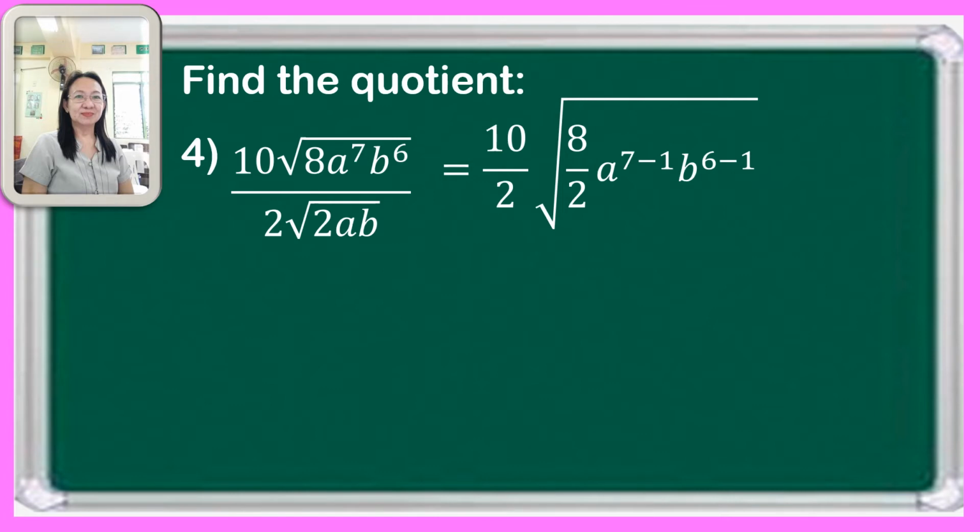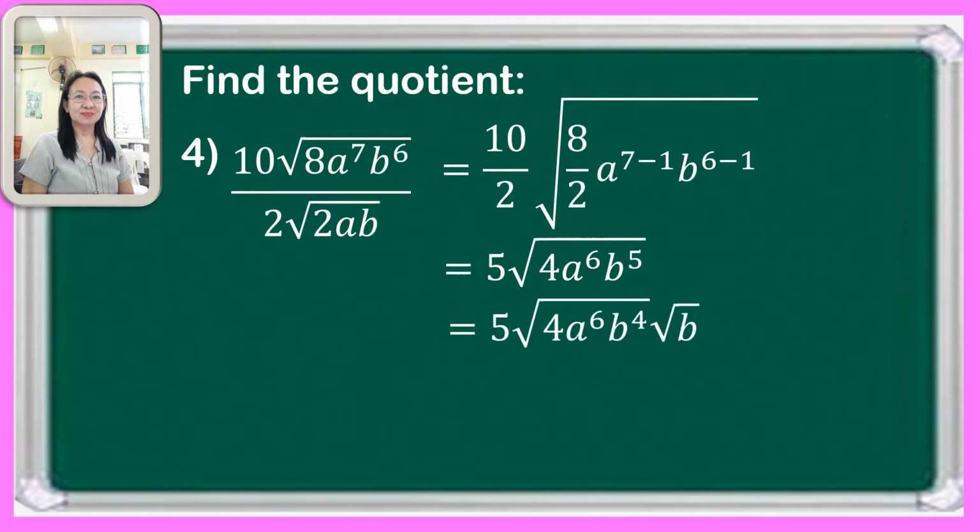10 divided by 2 is 5. Then under the radical sign, we have 8 divided by 2 is 4. A raised to 7 minus 1 is a raised to 6. Then b raised to 6 minus 1 is b raised to 5. Now the result is not yet in the simplest form because looking now at the exponents, they are more than the index. So we have to separate the perfect from not perfect square.